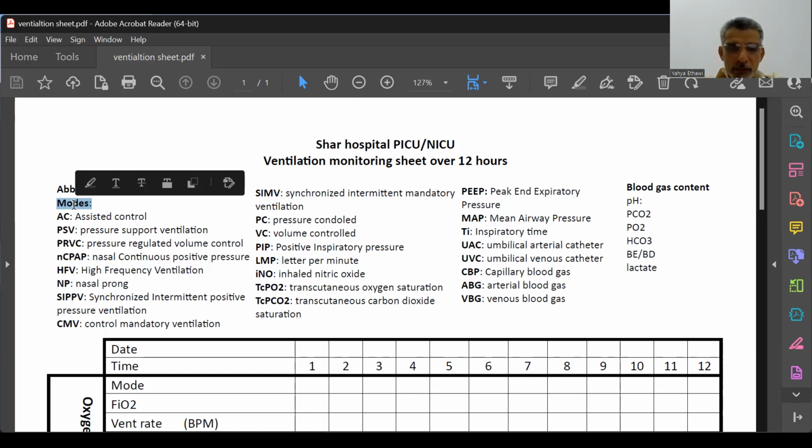There are variables that we set for the baby. We put them in the machine. These are called independent variables. The reason why they are called independent is because they are independent of the baby. So these are variables that we set, such as PIP, such as PEEP, such as inspiratory time, such as the rate. These are called independent variables.